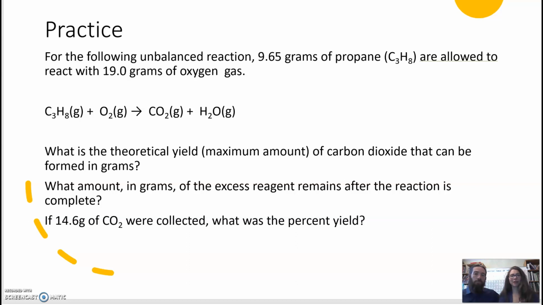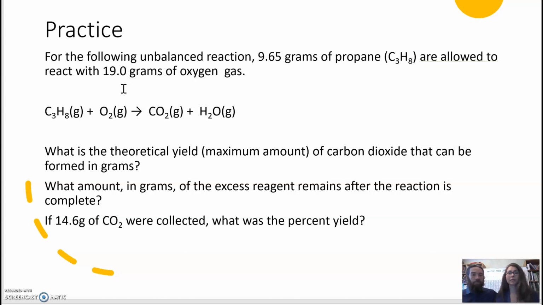So here's a practice problem for you. And it is the same reaction. And this time it is a limiting reactant problem. So you have to convert your grams of propane into grams of carbon dioxide, and then also convert grams of oxygen into carbon dioxide and see which one is smaller. The smallest one is your theoretical yield, and whatever reactant led to that is your limiting reactant.